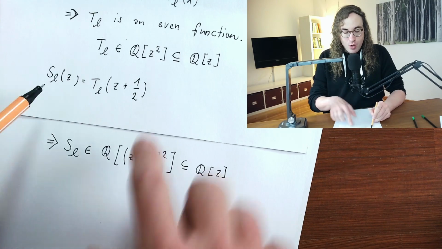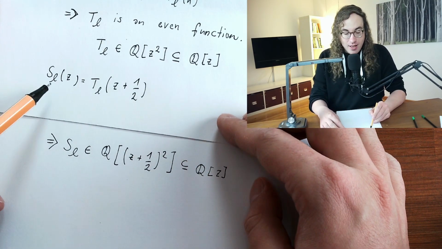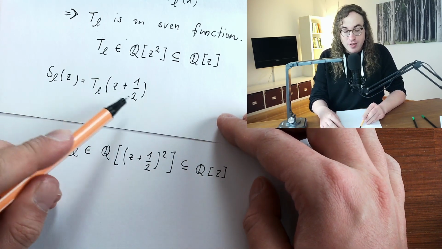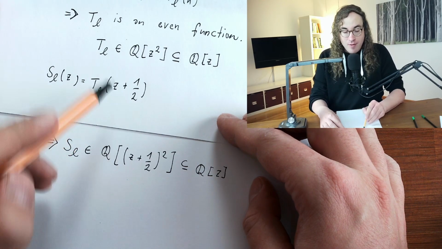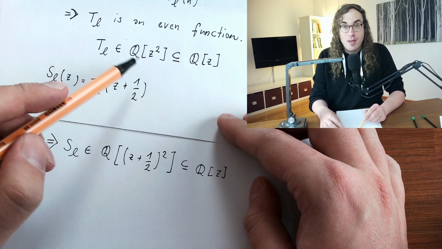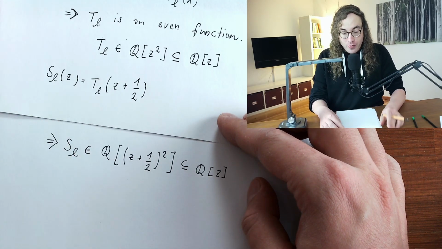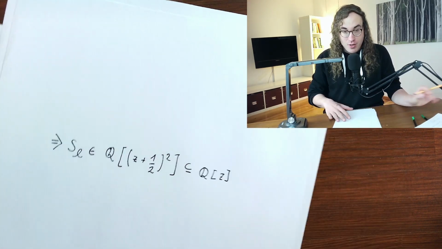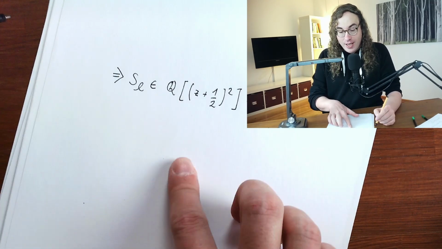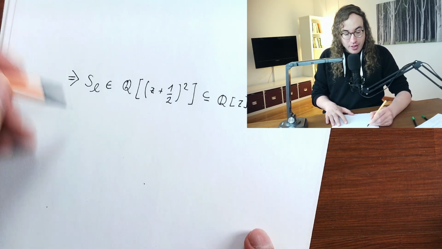Yeah, this is just observing that SL can be expressed as TL of Z plus 1/2 plugged in, but TL lies in the subring of even powers. So I learned that SL lies in the subring of even powers of Z plus 1/2. Okay, and now we do remember the following classical trick.